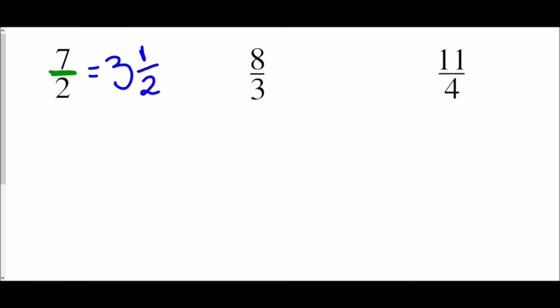If we do the same again for 8 over 3, how many times does 3 go into 8? Well, it goes in twice with a remainder of 2, and so that means I have 2 and 2/3. 11 over 4, same idea. How many times does 4 go into 11? Well, it goes in twice with 3 left over, and so I have 3 quarters left.